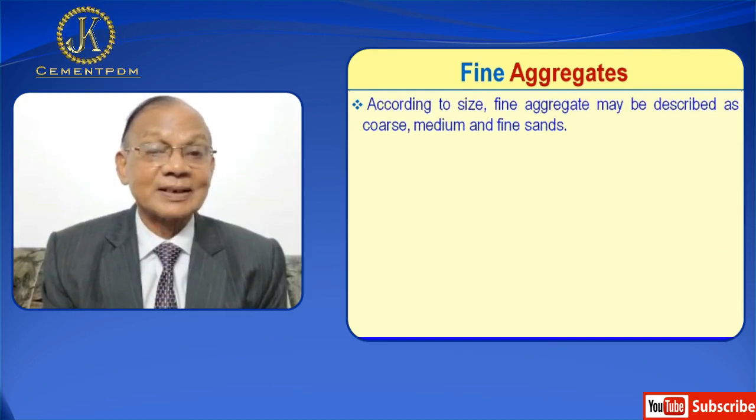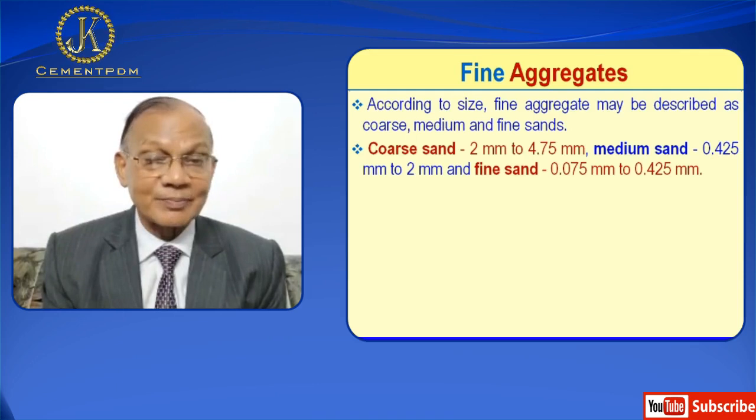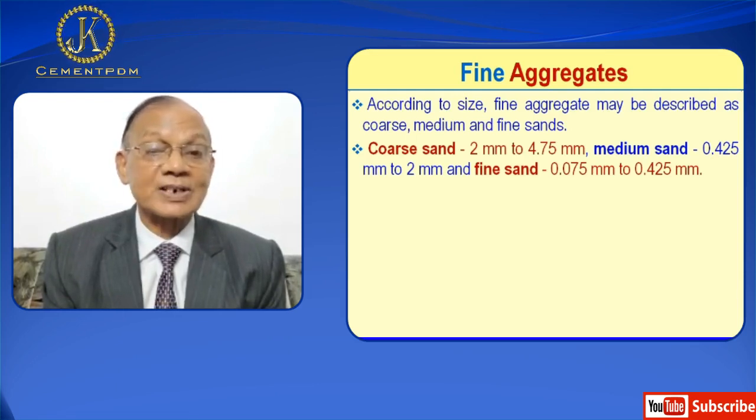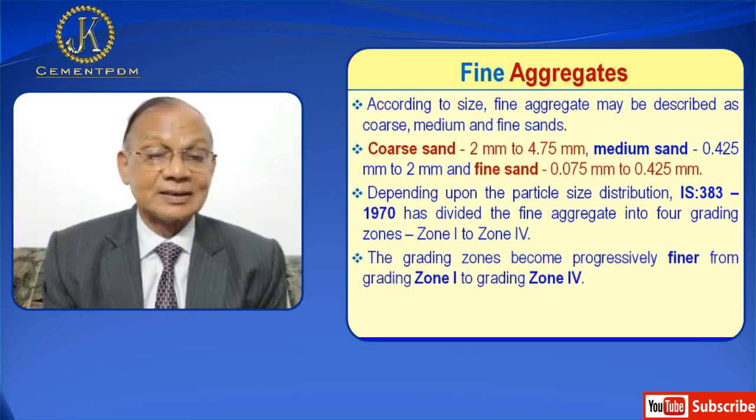Coarse sand is minus 2 mm to 4.75 mm. Medium sand is minus 0.425 mm to 2 mm. And fine sand is minus 0.075 mm to 0.425 mm. Depending upon the particle size distribution, IS 383:1970 has divided the fine aggregate into 4 grading zones, zone 1 to zone 4. The grading zones become progressively finer from grading zone 1 to grading zone 4.